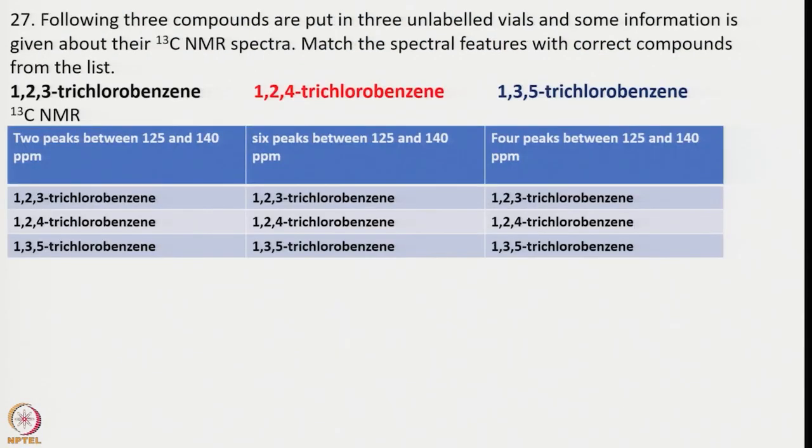Okay, so now, another interesting question is there. The following 3 compounds are put in 3 unlabeled vials, and some information is given about their 13C NMR spectra. Match the spectral features with the corresponding compound from the list. So what are those compounds provided? 1,2,3-trichlorobenzene, 1,2,4-trichlorobenzene, and 1,3,5-trichlorobenzene. All are trichlorobenzenes, but the positions of the chlorine atoms are different.